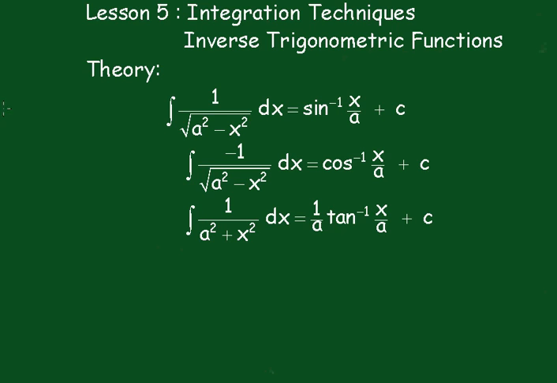The integral of 1 over the square root of a squared minus x squared dx is equal to the inverse sine of x on a plus a constant. The integral of minus 1 over the square root of a squared minus x squared dx is equal to the inverse cos of x on a plus a constant. And finally, the integral of 1 over a squared plus x squared dx equals 1 on a, now watch that one, 1 on a inverse tan of x on a plus a constant.